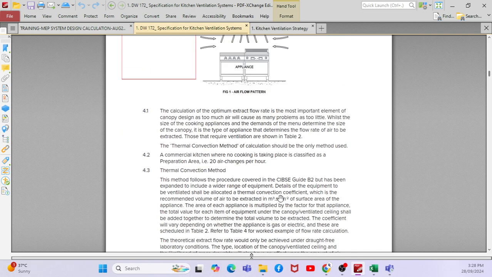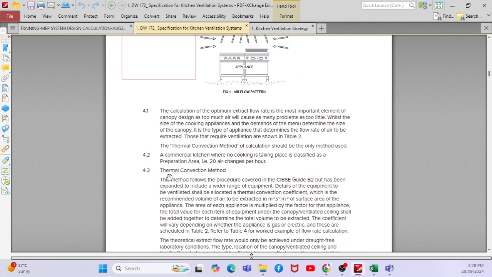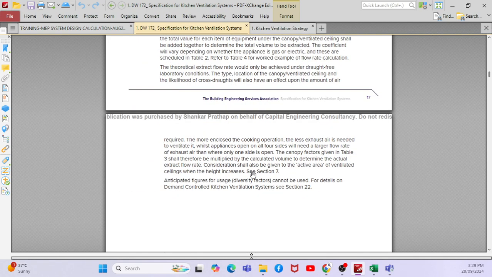This particular calculation will be done based on the thermal convection method. For example, the fresh air calculation we do based on ASHRAE 62.1, to maintain indoor air quality. Similarly, for the kitchen, we do it based on the thermal convection method. So this is the calculation method we will follow for the kitchen ventilation system.